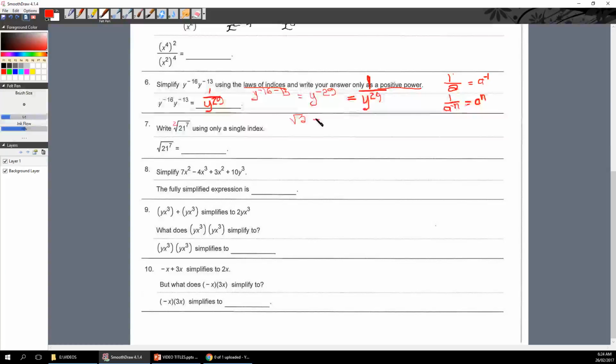The square root of A can be written A to the half. Okay, so to write this using a single index, we can write this as 21, that's our base, 21 to the power of 7 over 2. We'll accept 2 answers here. 21 to the power of 7 over 2, or 21 to the 3.5.